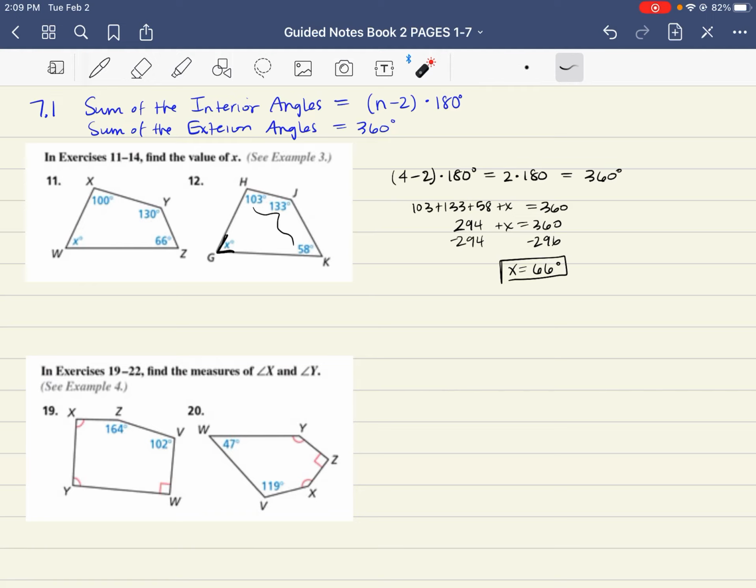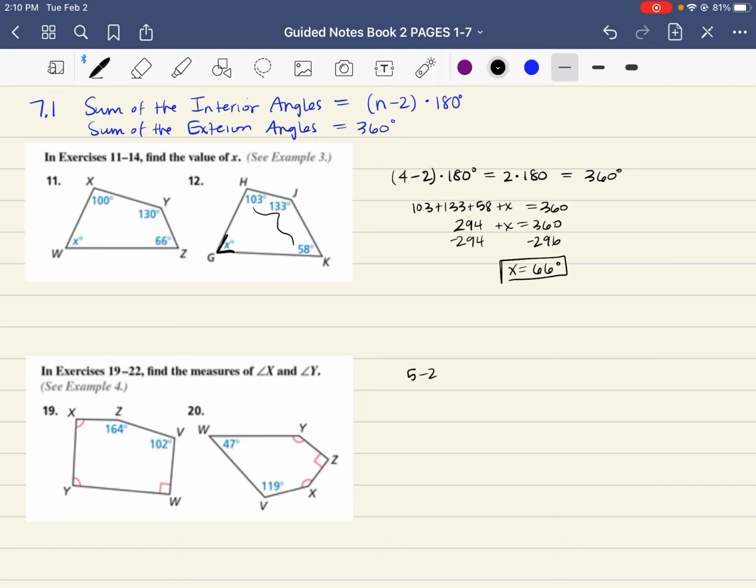So again, we're just using what we do know to find what they have asked of us. On number 19 and 20, I'm just going to look at 20, it says find the measures of x and y. Again, it doesn't give you any other information than that. So you look down at your diagram and you think, okay, we're on interior angles. So I think I'm going to deal with the interior angle theorem. This one has 5 sides.